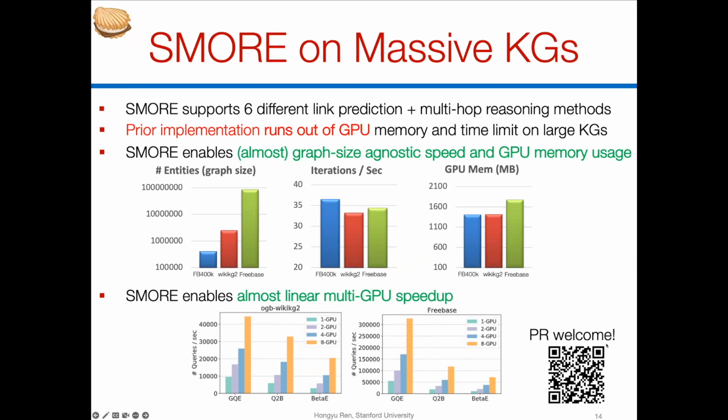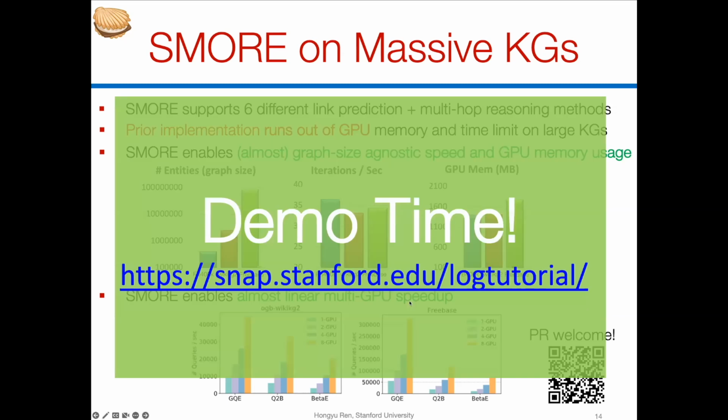Right. So, as I said, how to develop more expressive, better query reasoning methods is really an active research topic. So with Smore, we have an extremely modularized implementation where implementing a new method only takes less than 100 lines of code. So here I would really like to hand it over to Hanjun, who will show a quick demo of Smore.